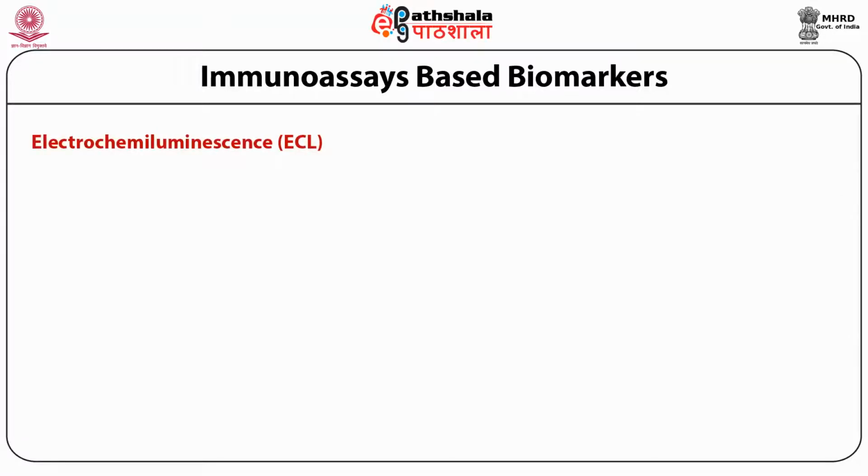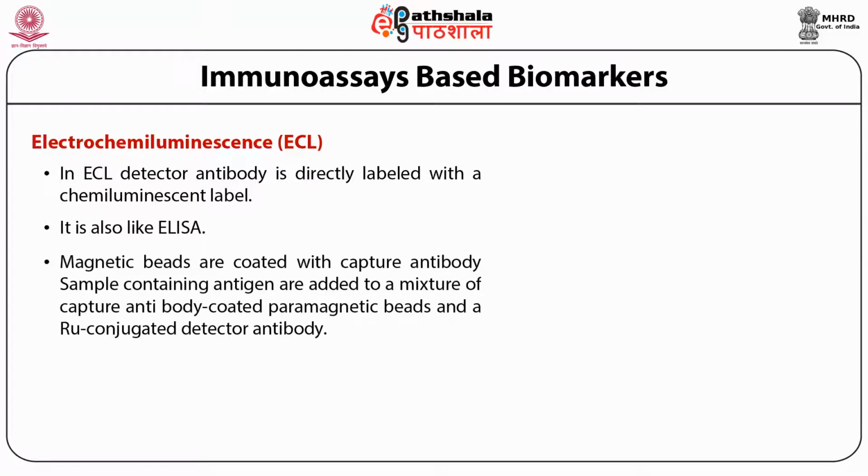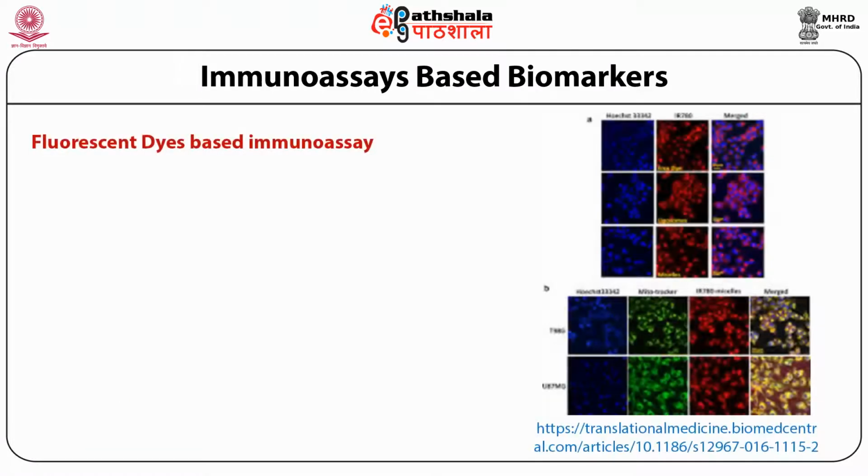Electrochemiluminescence is a biomarker which is used for detecting the antigen in a cell. In this electrochemiluminescence, the detector antibody is directly labeled with the chemiluminescent label. It is just like ELISA. These magnetic beads are coated with capture antibody. The sample containing antigen is added to the mixture of capture antibody coated paramagnetic bead and a Ru conjugated detector antibody. So here in the picture you can see that after incubation, capture and washes, the magnetic bead measures the electrochemiluminescence. That is like a signal which is used to differentiate healthy and diseased tissue and can be used as a suitable biomarker.